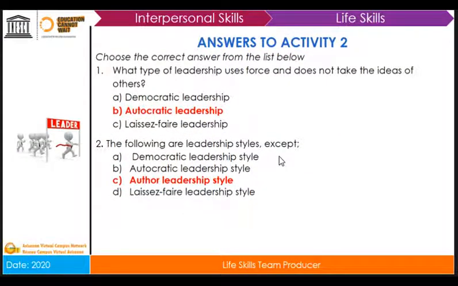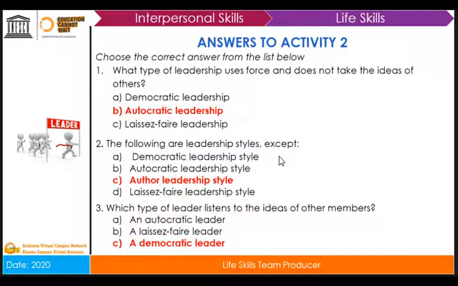2. The following are leadership styles except dash, and the correct answer is author leadership style. 3. Which type of leader listens to the ideas of other members? And the correct answer is a democratic leader.